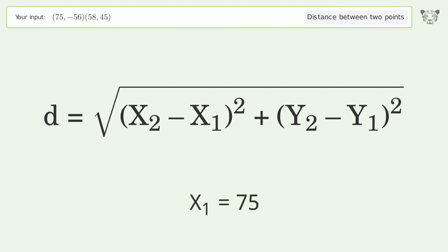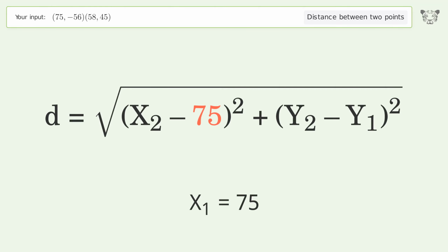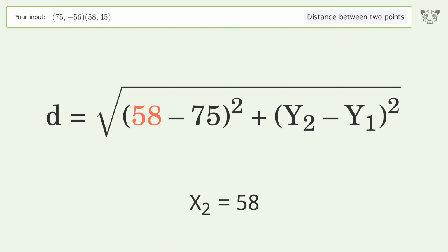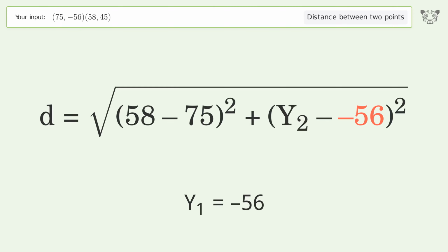x1 equals 75. x2 equals 58. y1 equals negative 56. y2 equals 45.